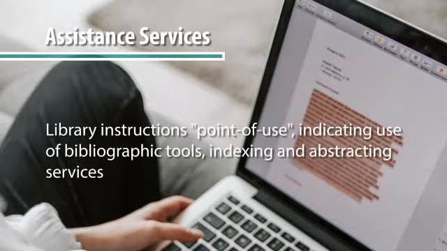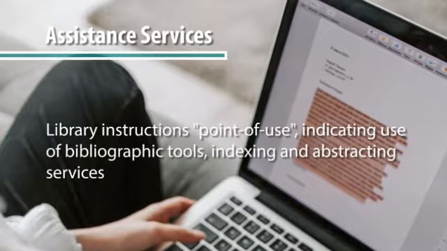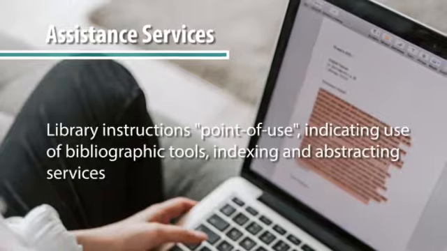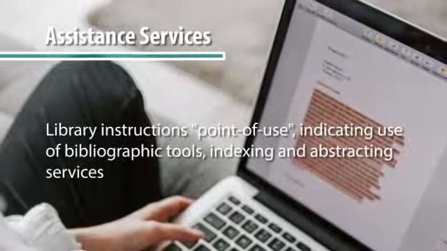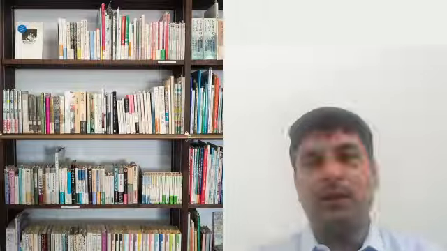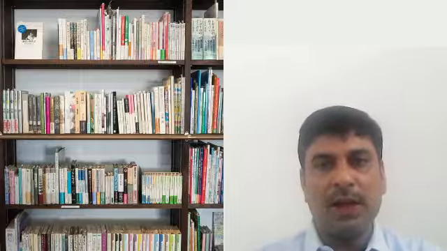Then we have library instructions being given, indicating what kind of bibliographical tool can be used, or what kind of indexing or abstracting service can be used, what kind of electronic mode of communication and electronic tools can be used, like now the internet is available, and there are many other things, presentations and other kinds of tools available in the libraries, which can be used as library instructions.